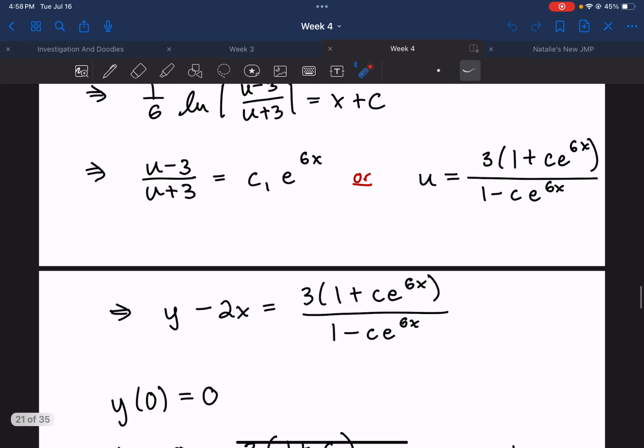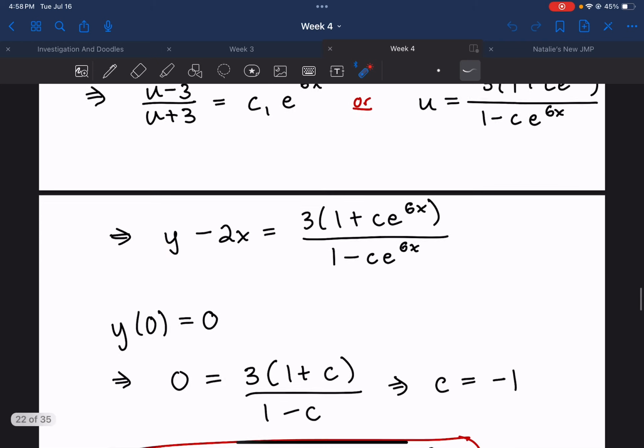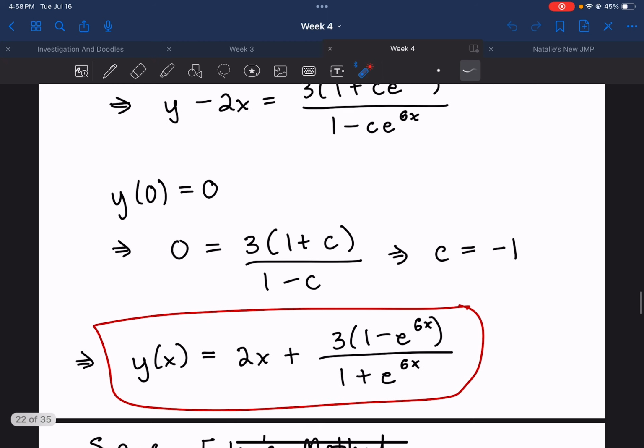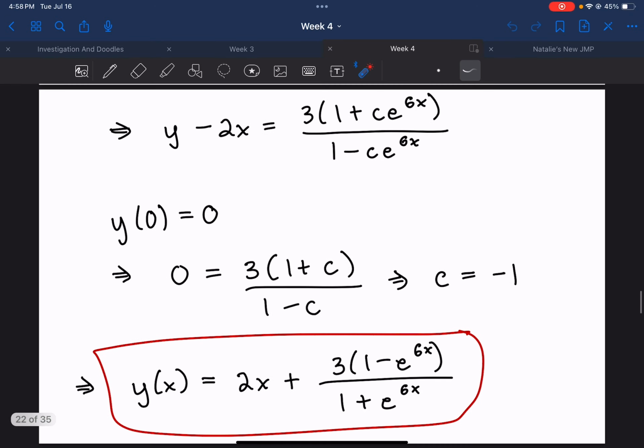Which means now I can go back to y. Remember that u was equal to negative 2x plus y. So y minus 2x equals this. And since y of 0 equals 0, that means c equals negative 1, which means this is my solution to the differential equation. Okay. I hope that wasn't too bad.